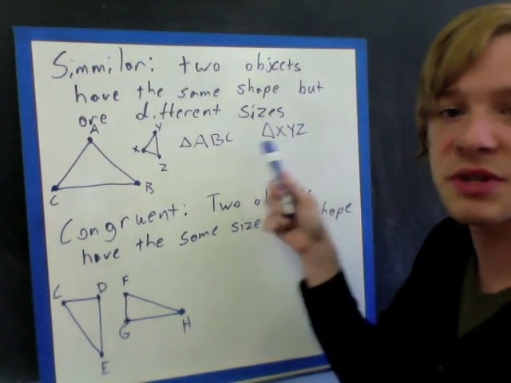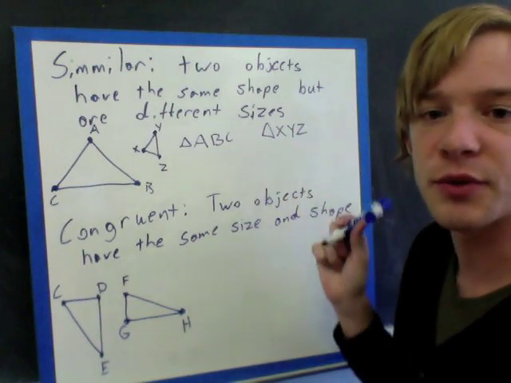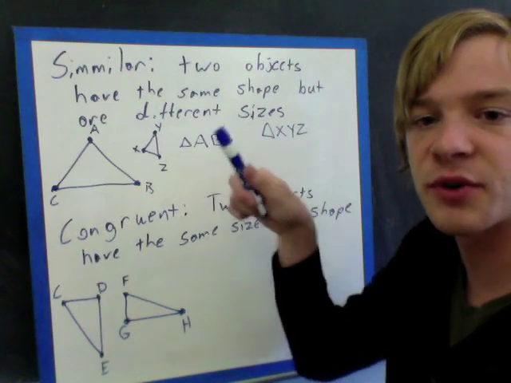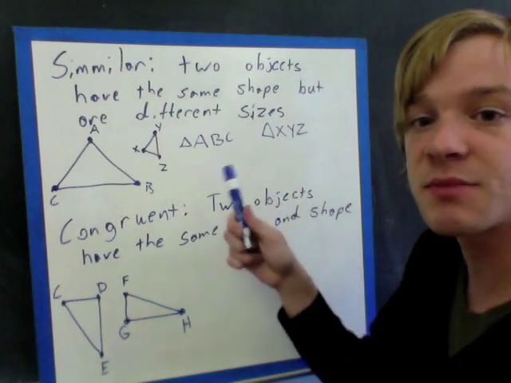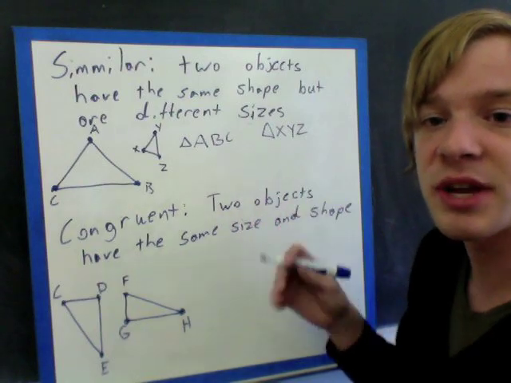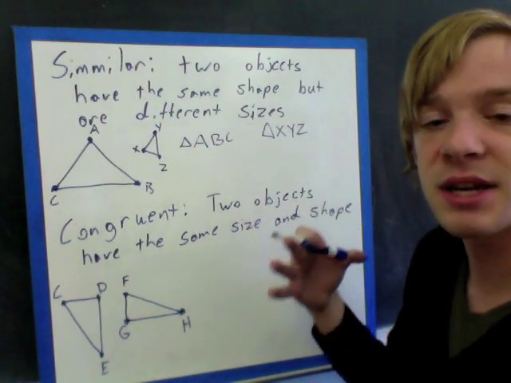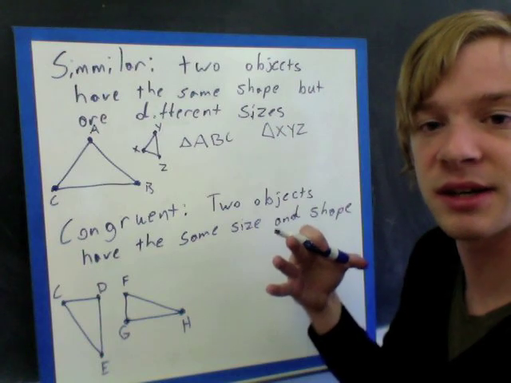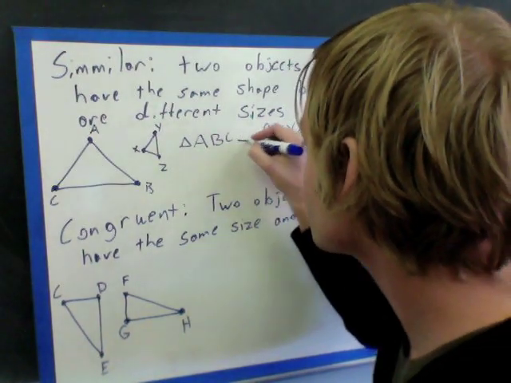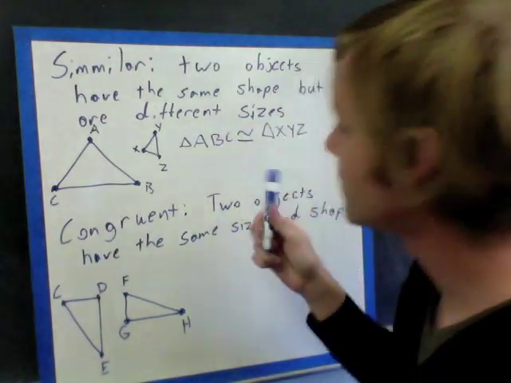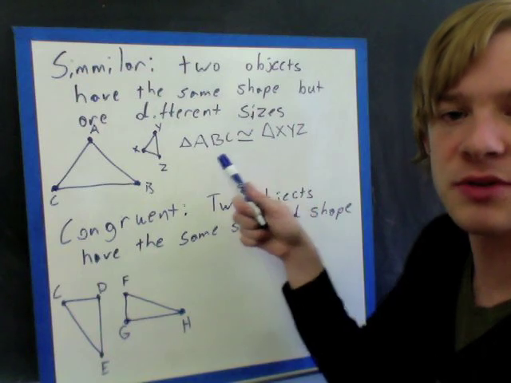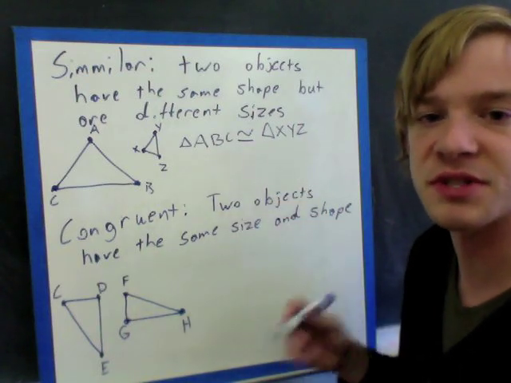Notice I used capital letters for the letters of the triangles because, remember, we use capital letters for the vertices, for the three points. Now the symbol that I use for similar, to say these two triangles are similar, is basically an equal sign with the squiggly line on top. So the top line of this equal sign is squiggly. That means similar. So these two triangles here are similar.